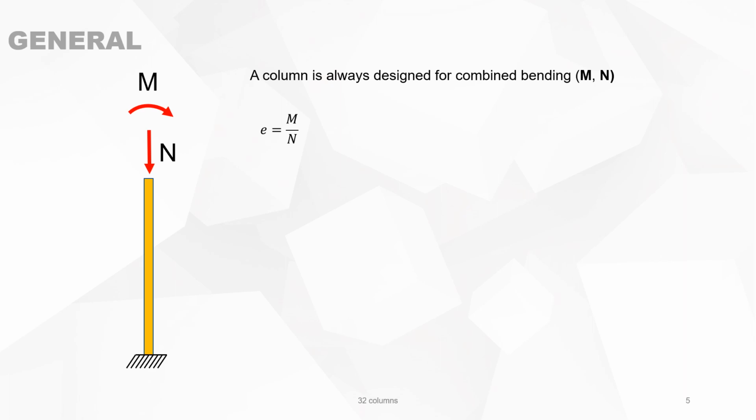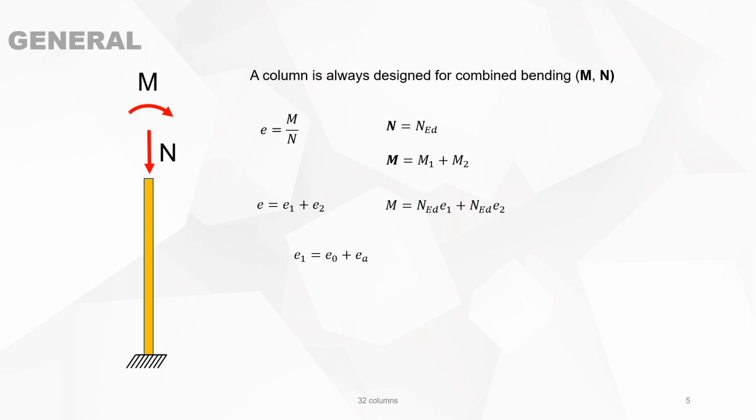The eccentricity is M over N. N, of course, is the NED, and M is the first order plus the second order bending moment. The total eccentricity is the first order eccentricity plus the second order eccentricity, and it means that the total bending moment is NED times E1 plus NED times E2. Very simple up till now.